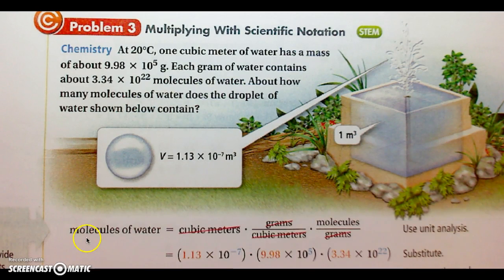So we look at molecules of water, where we start out with cubic meters. To get rid of cubic meters, we need to multiply by a fraction where grams is equal to cubic meters. So we push the cubic meters into the denominator, so these two cancel out. But we change our grams, then we need to change it to molecules, so we make a fraction with grams on the bottom that's equal to molecules on the top. So now our grams cancel out and we're at molecules.